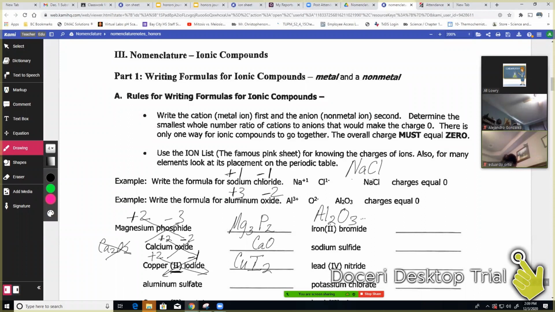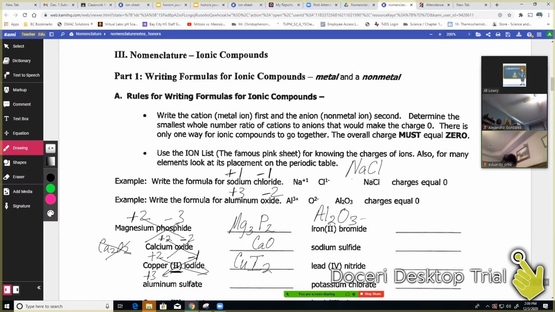So the minus signs don't really matter. You're just keeping them in your mind that you're going to cancel your positives with your negatives. So they switch unless, if they're equal, then just simply write it without any subscripts. Now, if you have a polyatomic ion, it doesn't make it any harder.